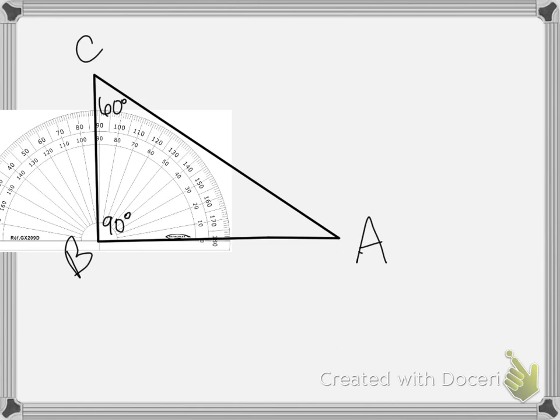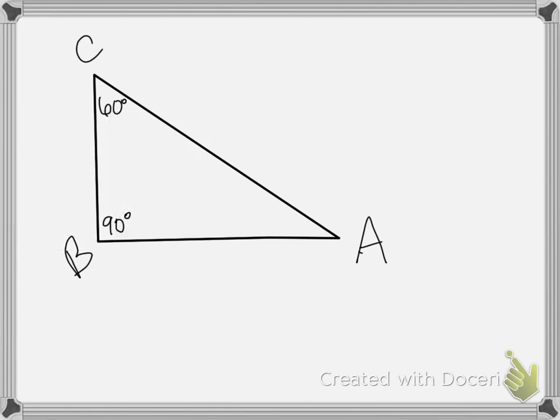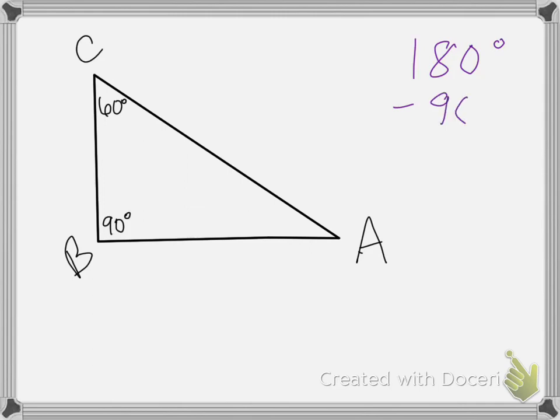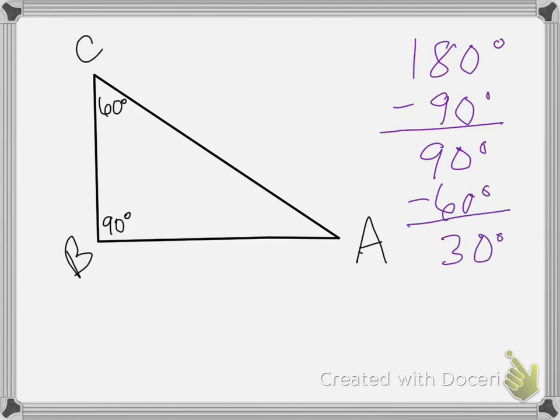But the good way to tell how much each angle is that all the angles added up together always equals 180 degrees. So if I know the measure of 2 angles, I can figure out the third, by taking 180 degrees and subtracting the other angles. So 180 degrees minus 90 degrees is 90 degrees. And then we minus the 60 degrees, and I end up with 30 degrees. So angle A should equal 30 degrees.